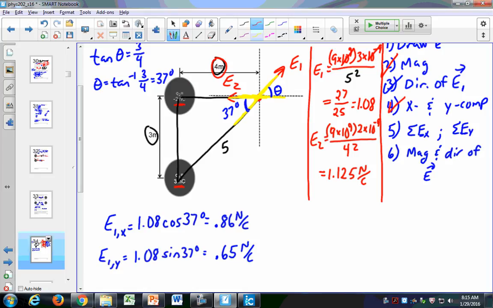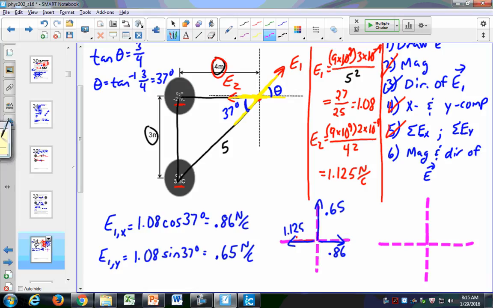Now I like to draw my vectors now just so I sort of know what's going on. I have E2 in this direction. E2 is 1.125. E1x is in this direction. It is 0.86. And then E1y, which is 0.65. So those are the three vectors. These are all in newtons per coulomb, but those are my three vectors that I'm dealing with. I want to take a vector sum. That means that I need to do the sum of the forces in the x and the y direction. So let's do that. I don't have any other vectors but the 0.65, so it's just going to be 0.65 in this direction.